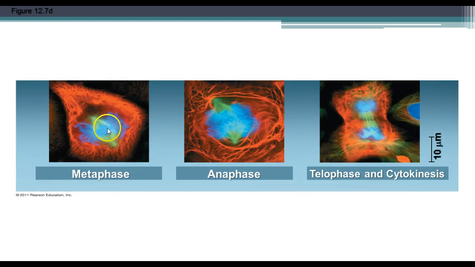In metaphase, they're lined up in the middle of the cell, along the metaphase plate. In anaphase, they've separated, the sister chromatids have separated and are being pulled apart. And then in telophase, we have the formation of two new nuclei and cytokinesis at the same time separating the cell.